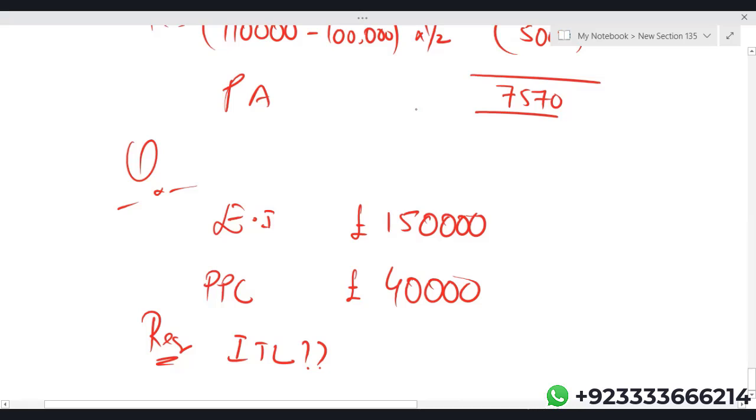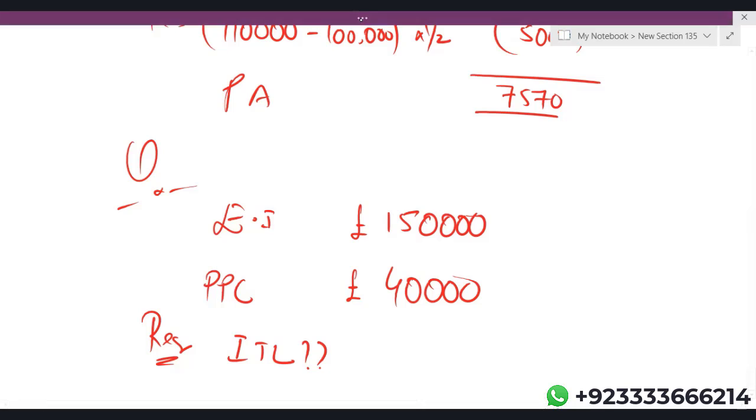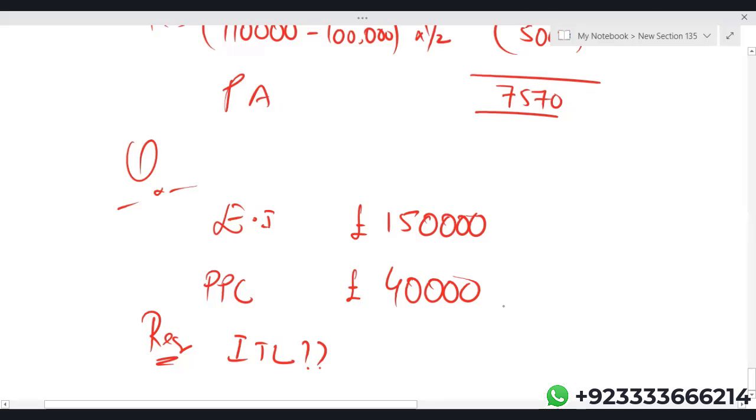Number one, nothing is mentioned. As we have already discussed, if nothing is mentioned, then the given PPC is net, and you have to gross it up by 100 upon 80. So that will give you 50,000.